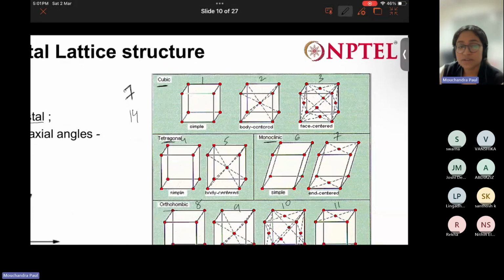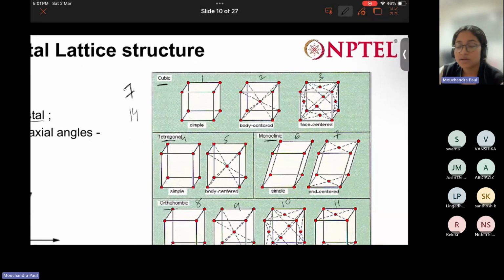Cubic has 3 types: simple, where the atoms are present at the corners; body centered, where one additional atom is present at the center of the body, so 8 plus 1, 9 atoms; and face centered. Here, apart from the atoms at the corners, there are also atoms at the center of each face. There are 6 faces, right? So 6 plus 8, there will be 14 atoms.